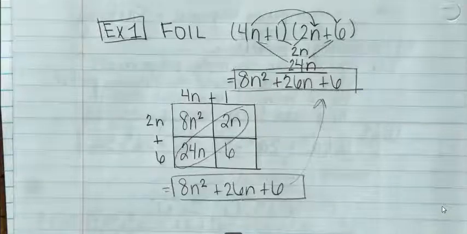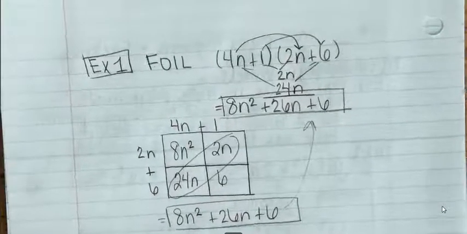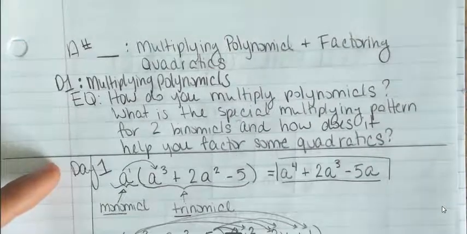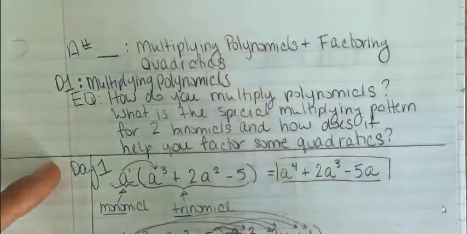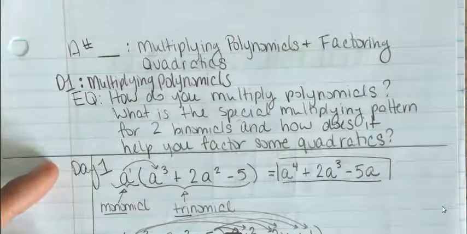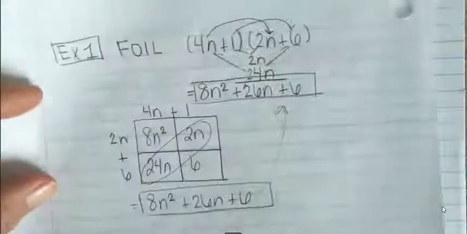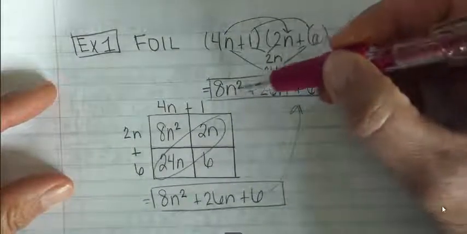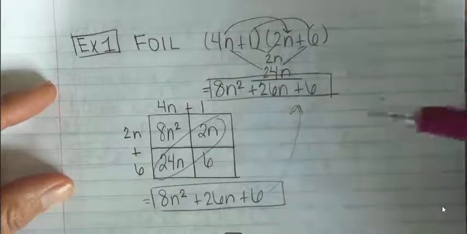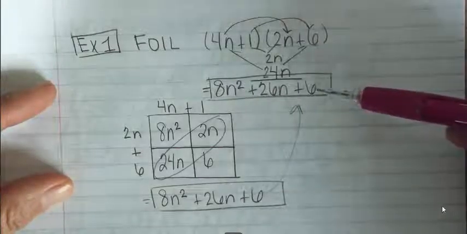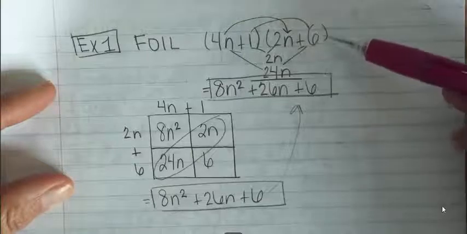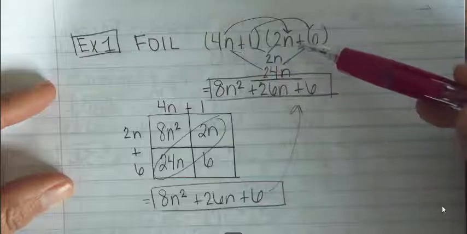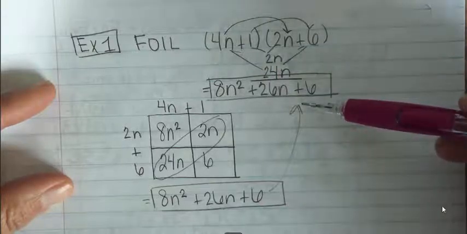Okay, we're just continuing with our notes. We left off in example 1. So our notes were multiplying polynomials and factoring quadratics. Basically what we did so far was multiply two polynomials together to get a trinomial. And today we're going to take that trinomial and divide it back into those two factors, or those two polynomials that multiplied to give us the trinomial.